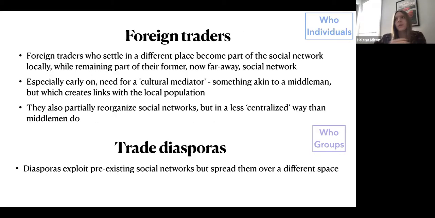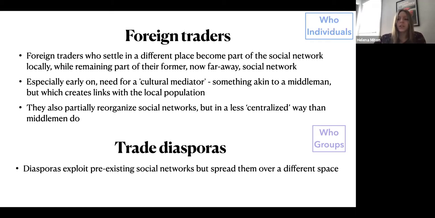Other aspects in the same line are foreign traders. So foreign traders are usually the ones who historically were settling in a different place. So they become part of the social network locally while remaining part of their former, even now far away, social network. And that might have been especially important because early on you need some kind of cultural mediator. So something akin to a middleman, but that is a specialist in creating links with a local population. So they act in a pretty similar way to middlemen, but they're more specialized on crossing cultural barriers, so to say.